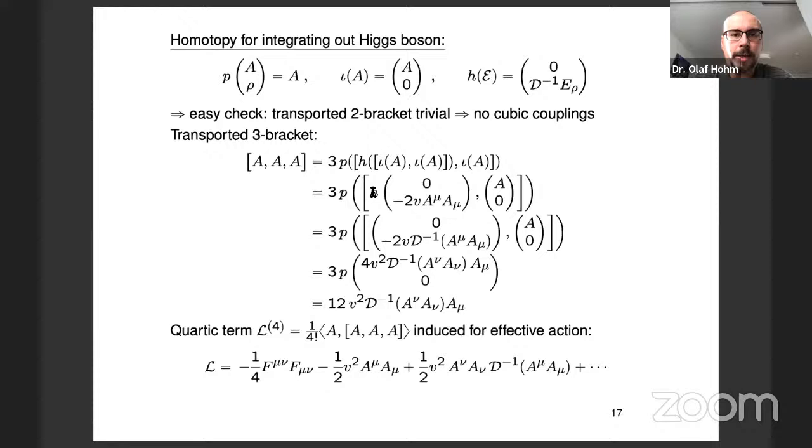But in this case, we are not projecting. This is not like the two bracket example here. Now we're acting with the homotopy map. The homotopy map just acts here with a D minus one. So that gives the next line, this term here.